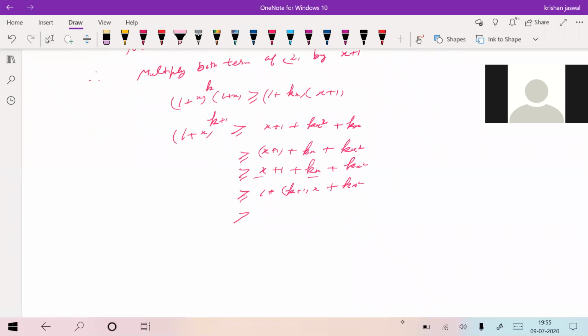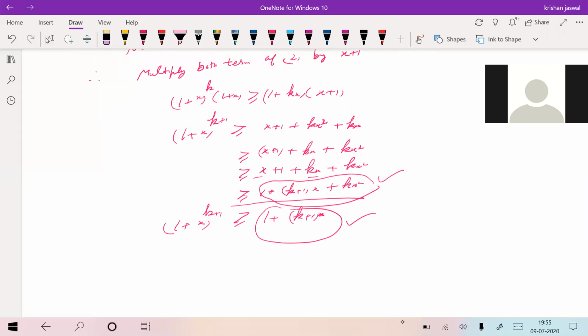Now we can write: if 1 plus x power k plus 1 is greater than this, then this will also be greater than 1 plus k plus 1 x. This is the greater number and this is the smaller number. If 1 plus x power k plus 1 is greater than this, it is also greater than 1 plus k plus 1 times x.